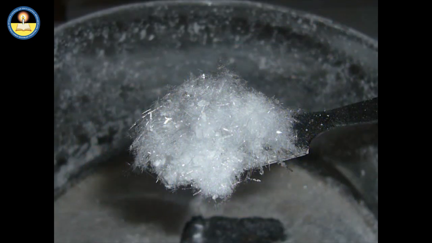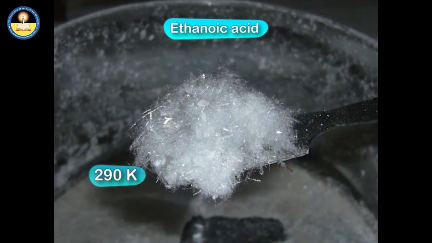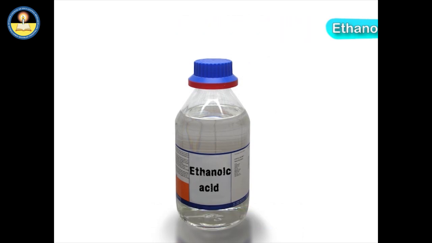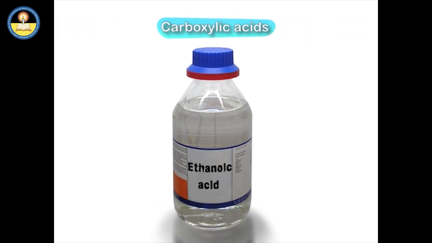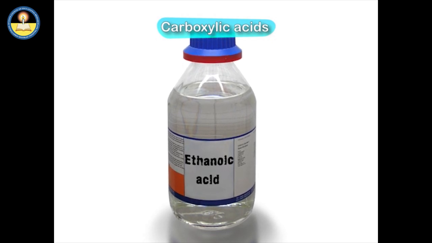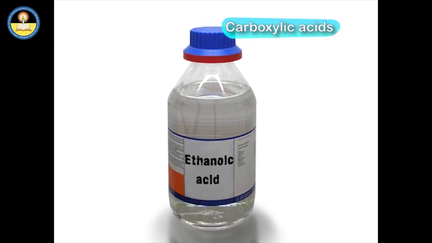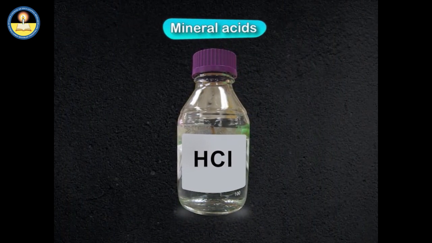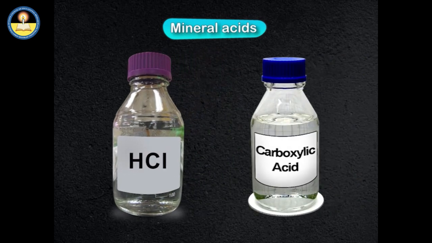The melting point of pure ethanoic acid is 290 Kelvin and hence it often freezes during winter. This gave it the name glacial acetic acid. The group of organic compounds called carboxylic acids are obviously characterized by their acidity. However, unlike mineral acids like HCl, which are completely ionized, carboxylic acids are weak acids.